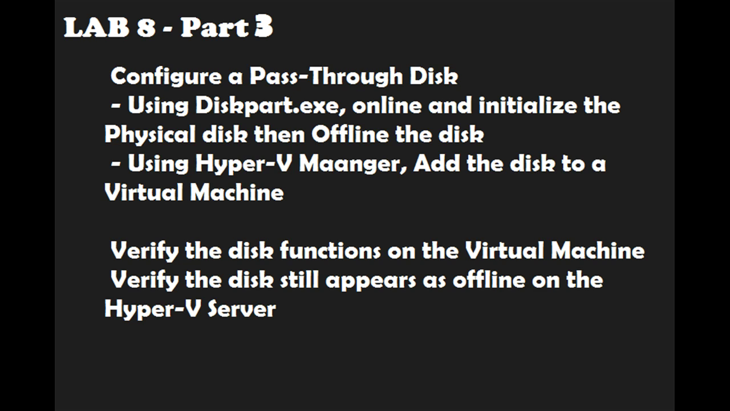Alright, and for part 3 of Lab 8, we configured a pass-through disk. We used the Hyper-V server disk partition utility, and then we onlined and initialized the disk 1 physical disk, and then we offlined the disk. And then we went over to Hyper-V Manager and we added the disk to a virtual machine. We verified that the disk functions on the virtual machine and we verified the disk still appears as offline on the virtual machine server.